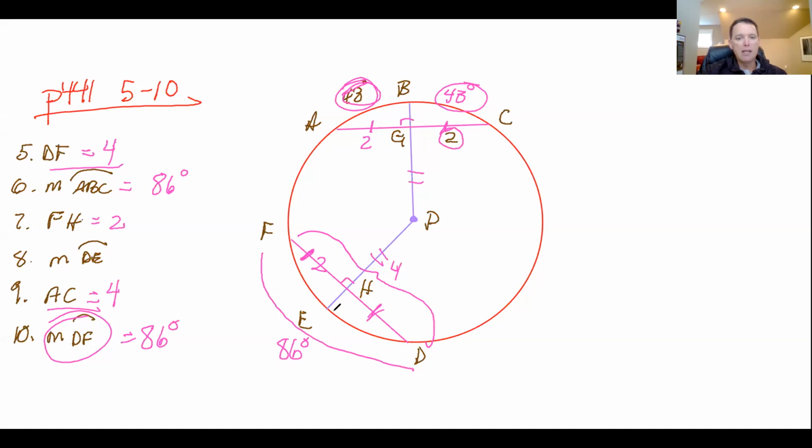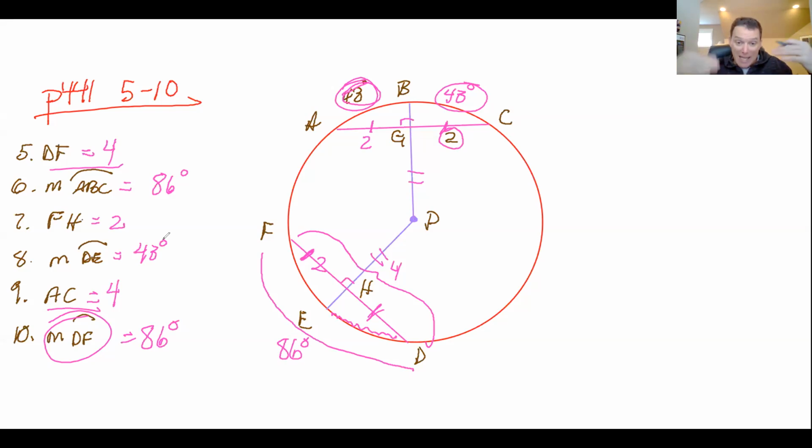And then arc DE is just this part right here. And again, that represents exactly half of the larger arc. And I know that arc is cut in half because I have a line coming from the center, the diameter or the radius, that's perpendicular to the chord. It bisects both the chord and its arc. So DE is going to be 43 degrees.